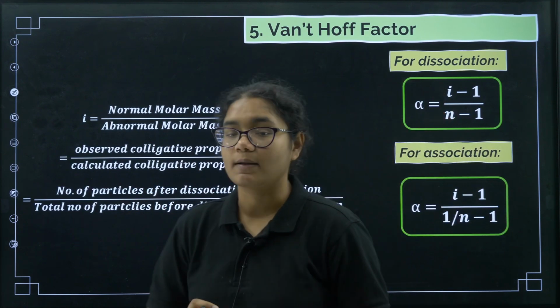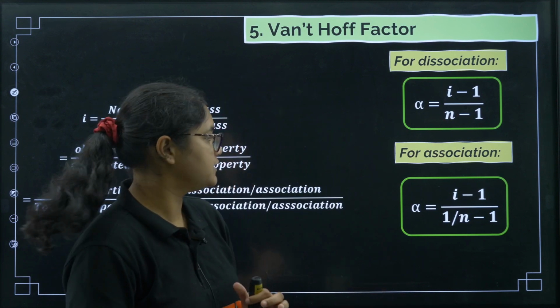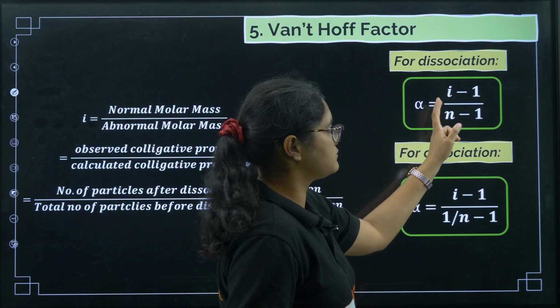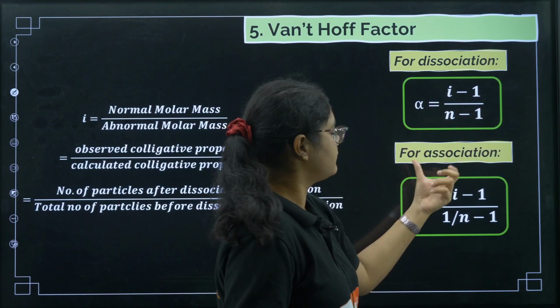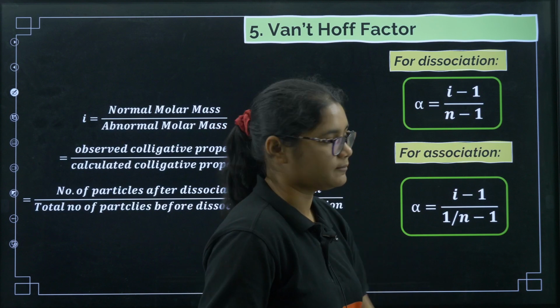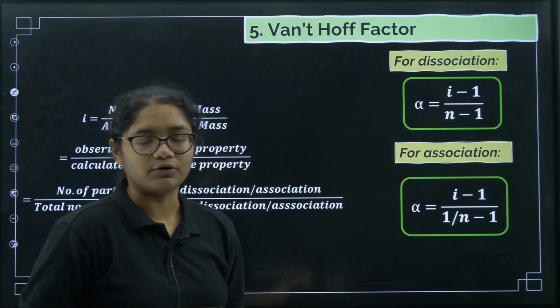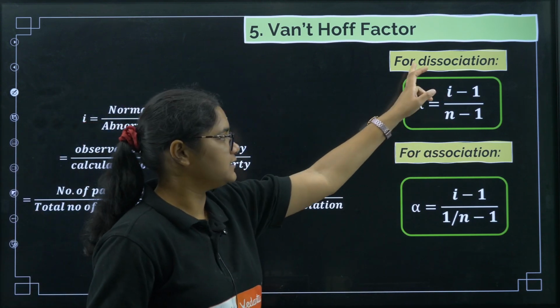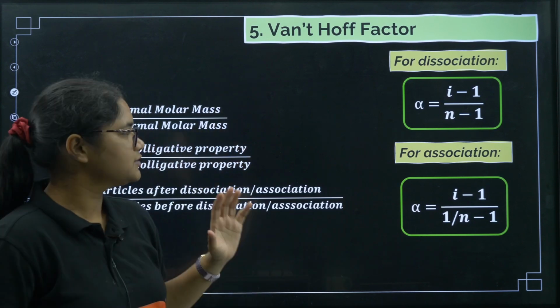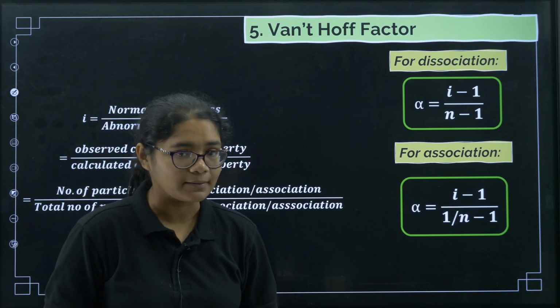Okay, now coming to the i value for association and dissociation. For dissociation, alpha is equal to (i minus 1) divided by (n minus 1), and for association alpha is equal to (i minus 1) divided by (1/n minus 1), where i is nothing but your Van 't Hoff factor. Alpha is the degree of dissociation here, and the degree of association there. Okay, so with this the formulas from the solutions chapter are done.